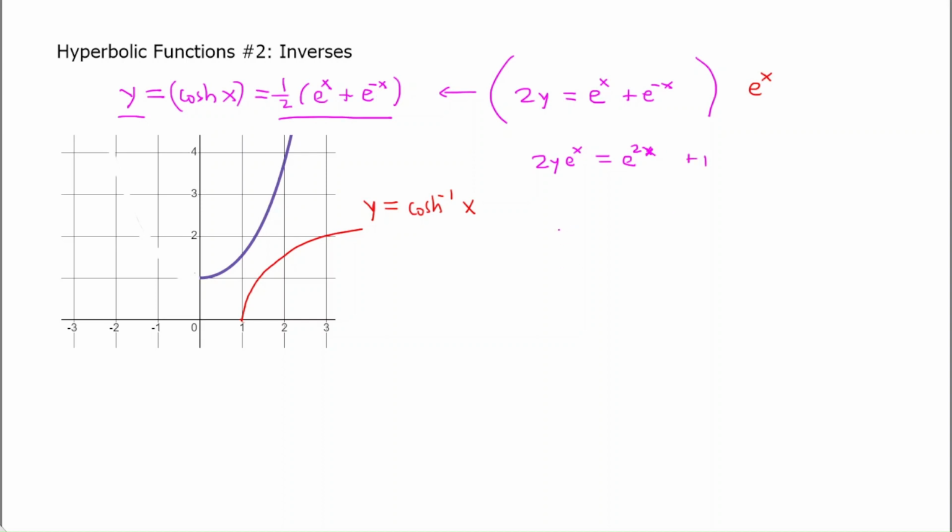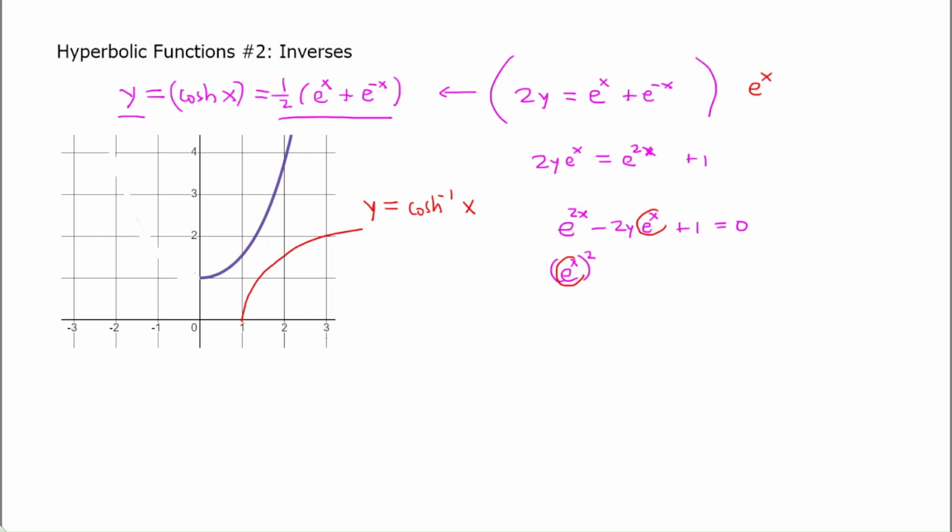So I can arrange this. If it's going to be a quadratic, then I have to write all the terms on the same side of the equation. And really I want to think of this e to the 2x as e to the x squared. In that case, I have a quadratic in this variable e to the x.